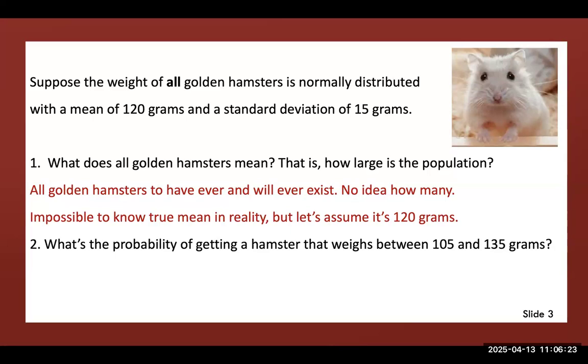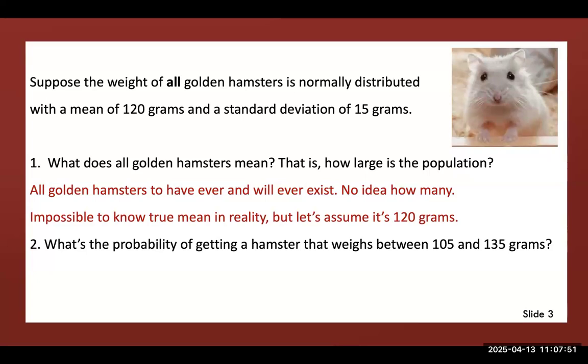So what I mean by all golden hamsters is all golden hamsters to have ever or will ever exist. Now we have no idea how many hamsters that is, and it's impossible to know the true mean weight in reality, but we're going to assume that it's 120 grams. Now, if the true mean is 120 grams, what's the probability of getting a hamster that weighs between 105 and 135 grams? We've done problems like this before.